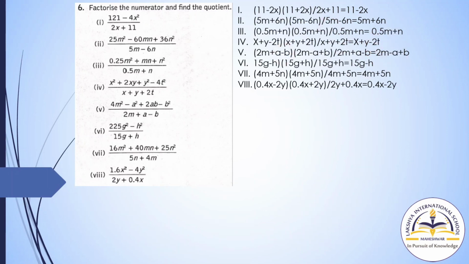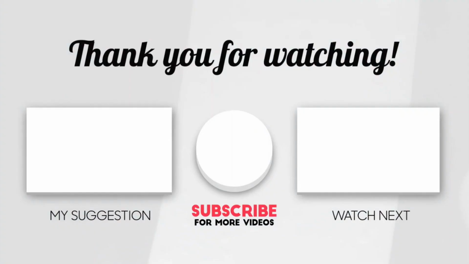Now the next question you have to solve in the same manner. You just have to solve the numerator and check whether the numerator and denominator terms will cancel out, and whatever the remaining term will be, that will be our answer.